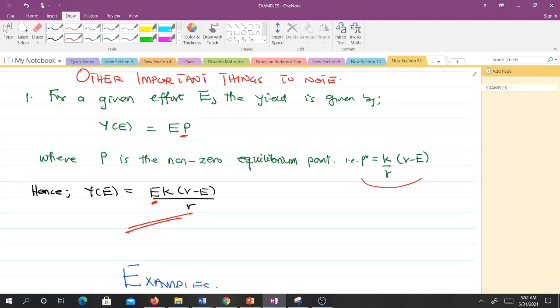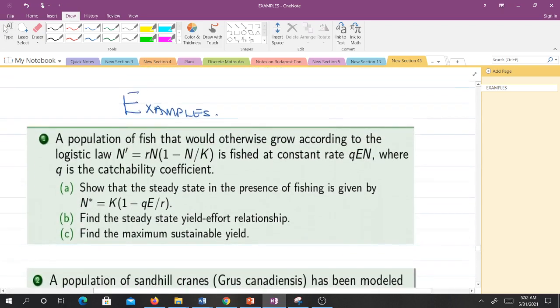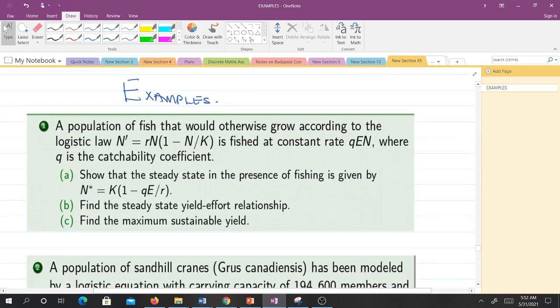Okay, so let's take examples to explain what we've done so you really get the concept. The first question says a population of fish that would otherwise grow according to the logistic law is fished at a constant rate, q times E, where q is the catchability coefficient. The first part says that we should show that the steady state in the presence of fishing is given by this. The second one says we should find the steady state yield-effort relationship.